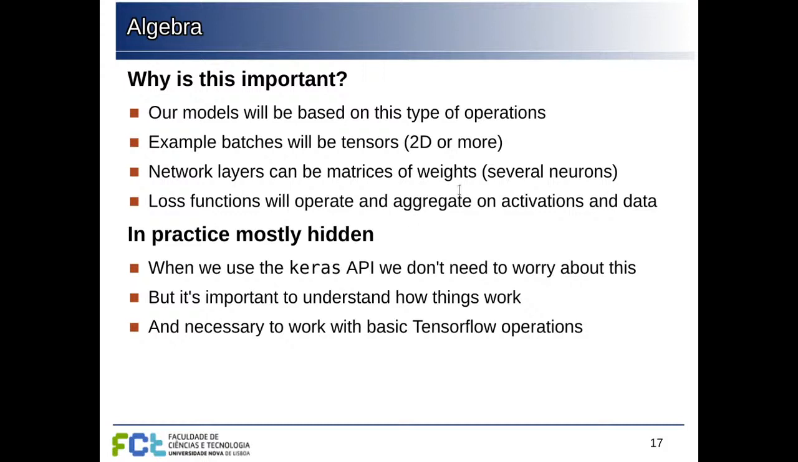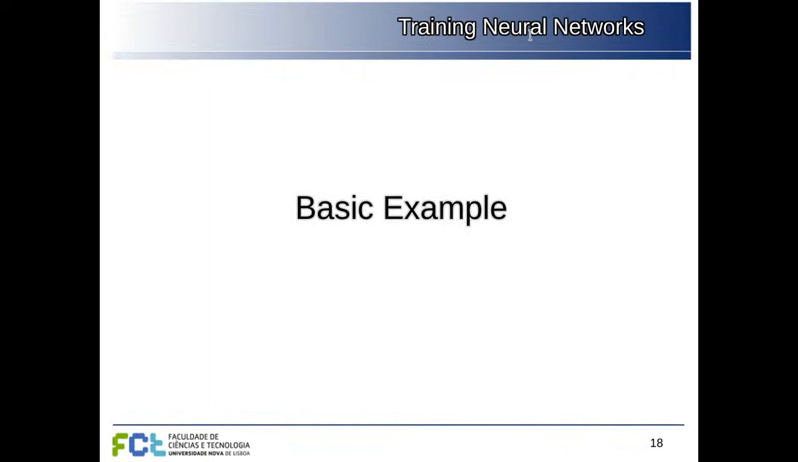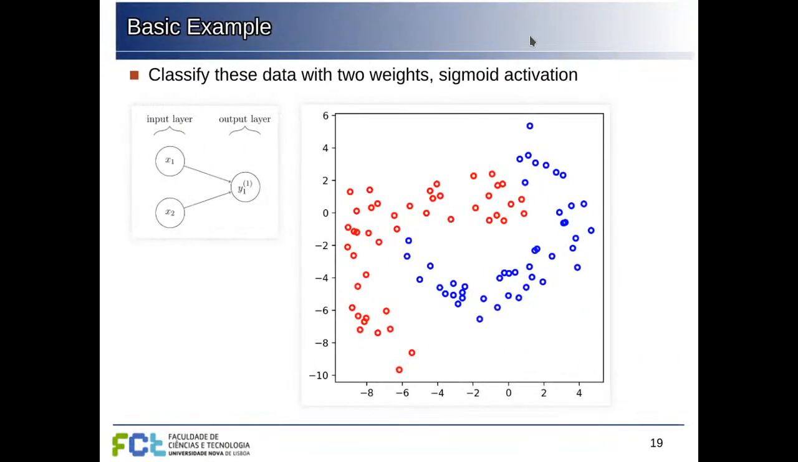So then we're going to use these kinds of operations to activate the network, and then our loss functions will aggregate all of these values, for example, measuring the error based on the last activations and so on, and fitting everything together will be the neural network. So let's start with a basic example.